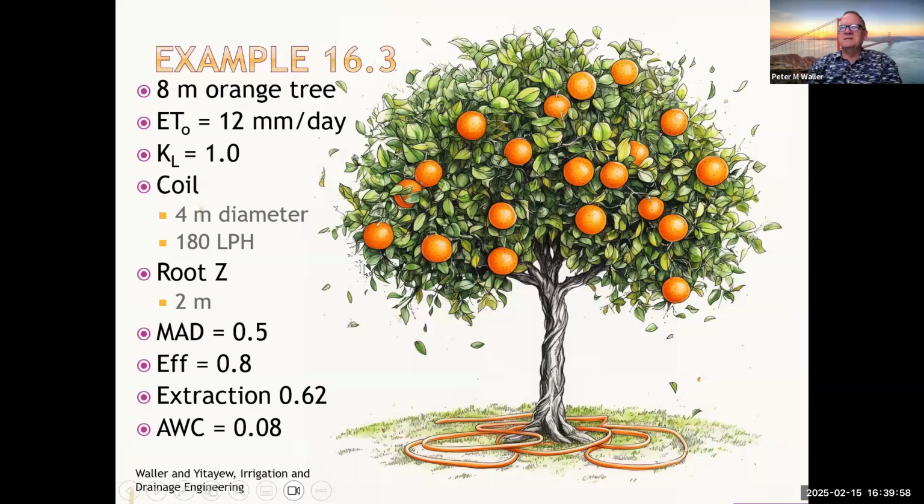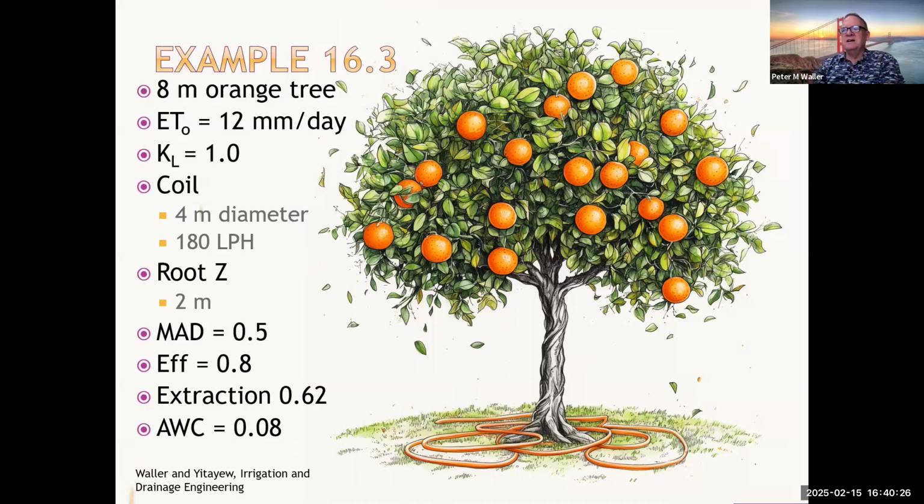Okay, let's look at example 16.3, which is for an orange tree. Because of the high water use, we need many drippers in order to avoid having to leave the drip system on constantly. And the answer to that problem is a coil of inline drip tubing around the tree. Unfortunately, this Midjourney AI bot did not understand that I wanted a nice engineered coil rather than just a random hose on the ground.